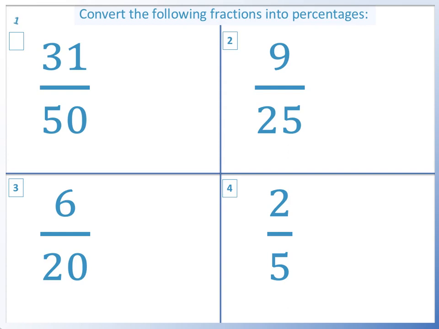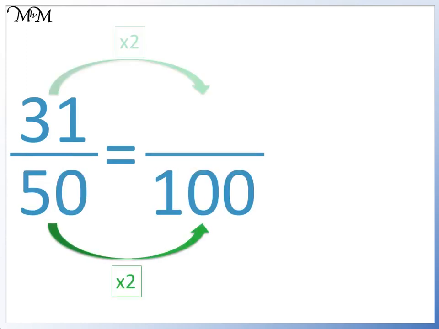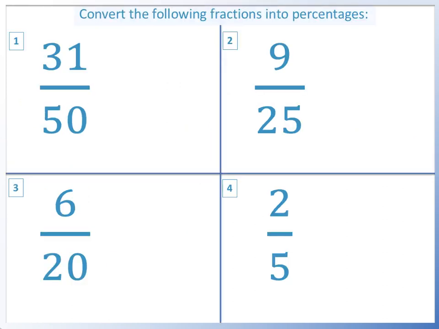Question 1. 31/50ths. To get from 50 to 100, we multiply by 2. So we also multiply 31 by 2. 31 times 2 equals 62. So we have 62 out of 100, which is 62%.